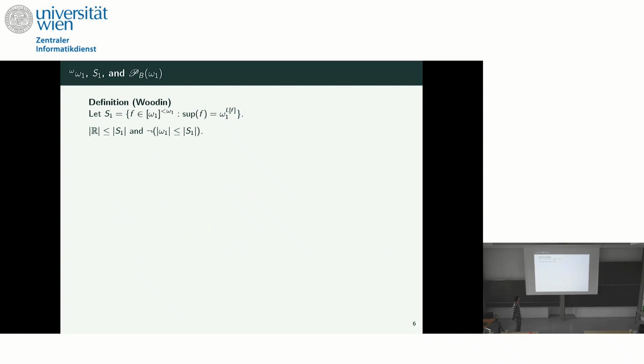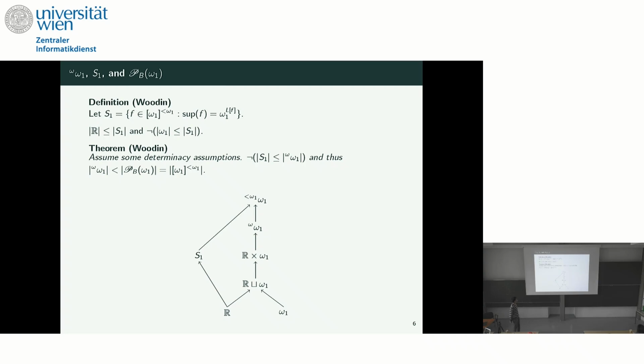Now, Woodin defined a very natural subset of omega 1 to the less than omega 1, which he called S1. This is the collection of all F in omega 1 to the less than omega 1 so that sup of F is omega 1 of L of F. You can show that R injects into S1 and omega 1 does not inject into S1. And under some determinacy assumption, Woodin must have known that S1 does not inject into omega sequences through omega 1, and omega 1 to the omega is strictly smaller cardinality than the bounded subsets of omega 1. Since omega 1 is regular, that's the same as omega 1 to the less than omega 1. And hence you have this picture of all the cardinals that we've mentioned so far.